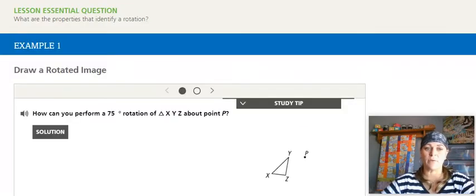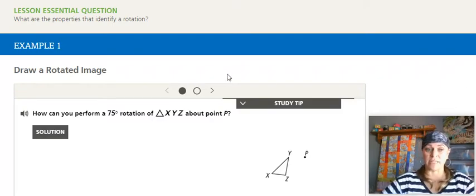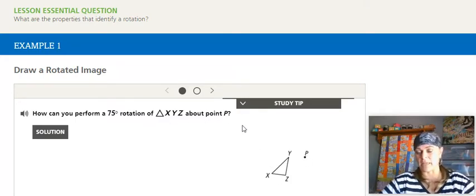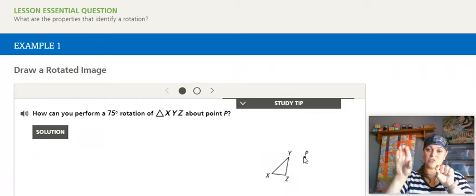Example 1, draw a rotated image. Rotations are kind of great because rotations use actual measurements. So it's an exact measurement in degrees. It says, how can you perform a 75-degree rotation of this triangle about point P? About means around point P. So I want you to think of point P as the center of the clock, and this triangle is going around it. That's a rotation.